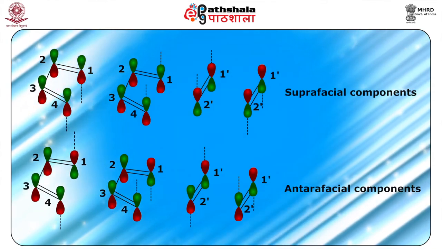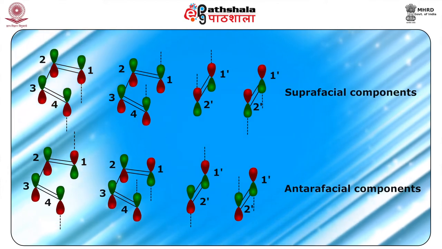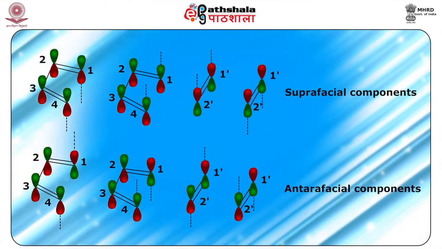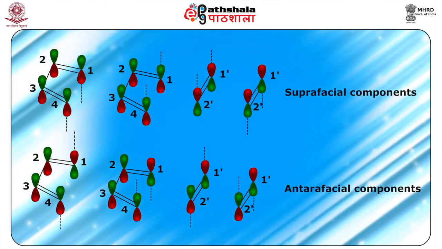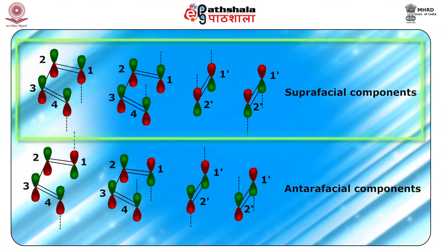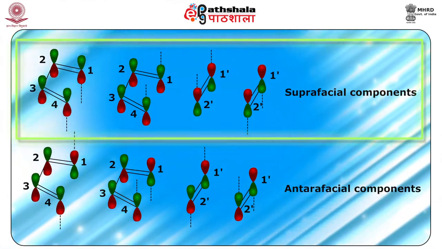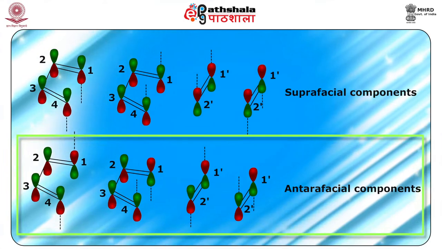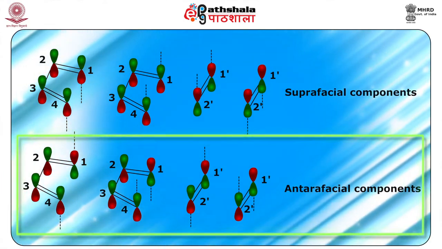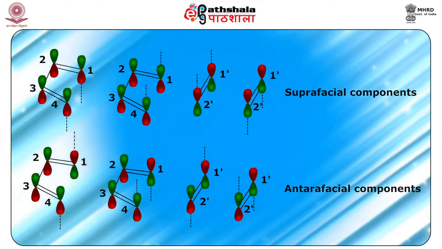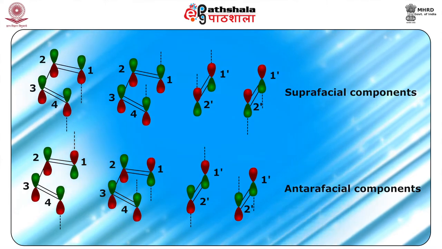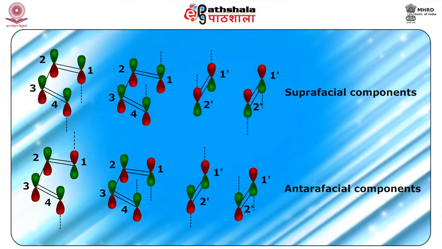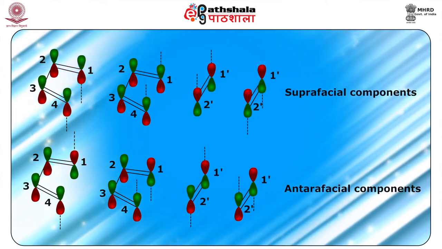Reactions where the new bonds being formed are on the same surface are called suprafacial on that component. Since in the dienophile also the new bonds are being formed at the same surface, the reaction is suprafacial on both the diene and the dienophile. On the other hand, antarafacial reaction requires bond formation between orbitals at two different surfaces. Diagrammatically, this is depicted. You can see suprafacial and antarafacial reactions for 4 plus 2 cycloadditions.